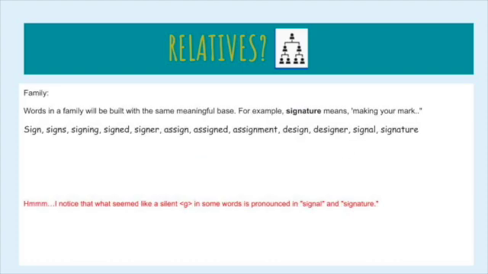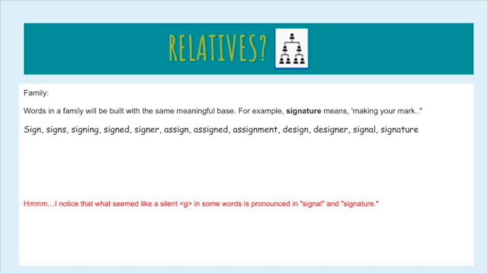Next, we want to find the modern day relatives. We want to find the words in the family. And words in the family will share the same meaningful base with the sense of mark. For example, sign gives you a mark of information. And when you sign something, you make your mark. So we will collect words that have that sense of mark.